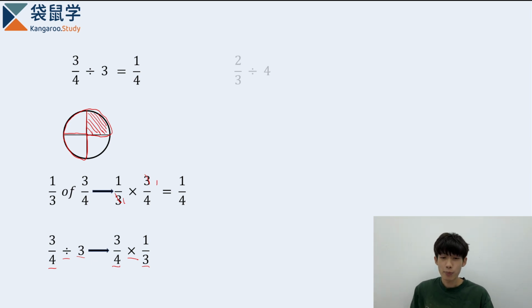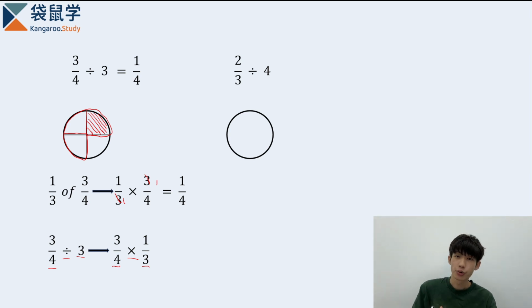Then let me bring you another equation: 2 over 3 divided by 4. How can we understand this division? If we have 2 over 3 of a pie, how do we show it? We can cut it into 3 parts and take 2 of them.